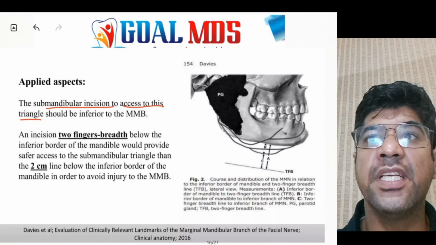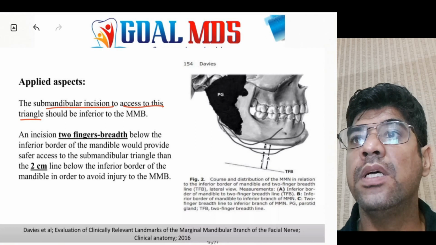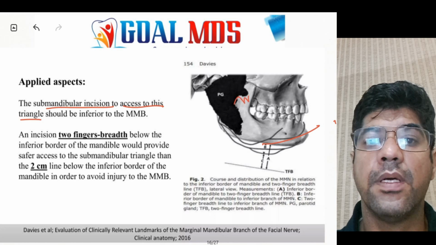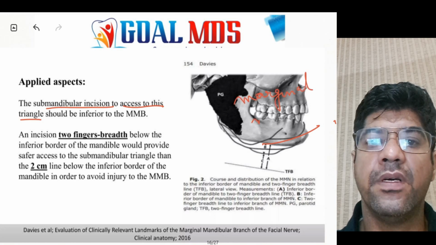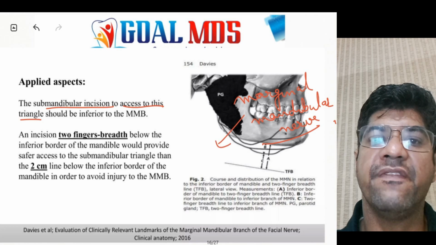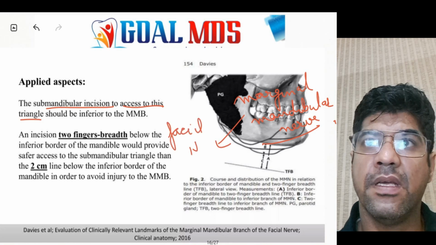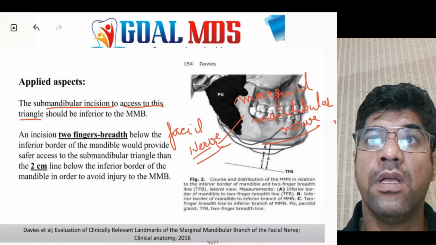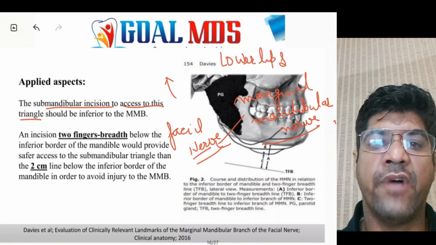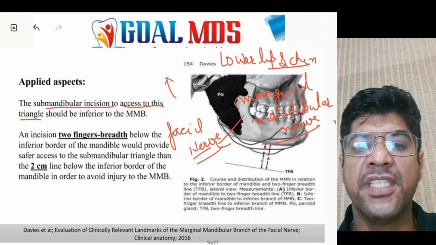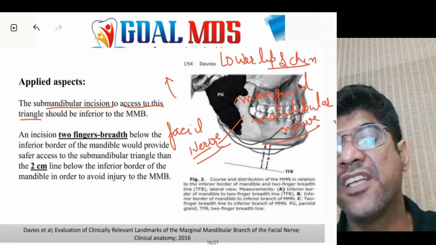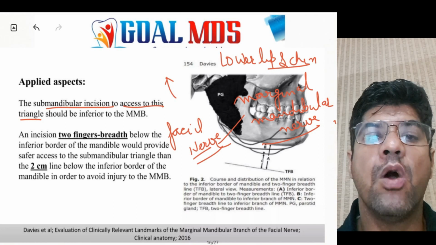So remember, the incision should be made inferior to the marginal mandibular nerve. This nerve is a branch of the facial nerve that supplies the muscles of the lower lip and the chin. So while performing a submandibular incision, the surgeon aims to avoid damaging this nerve to prevent potential cosmetic and functional issues such as lower lip drooping or weakness.